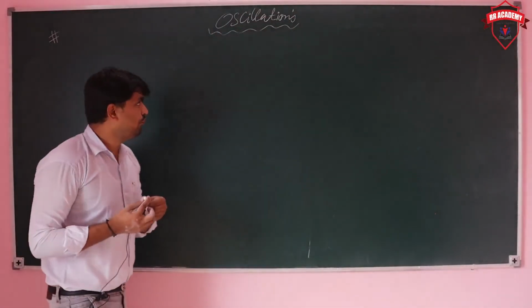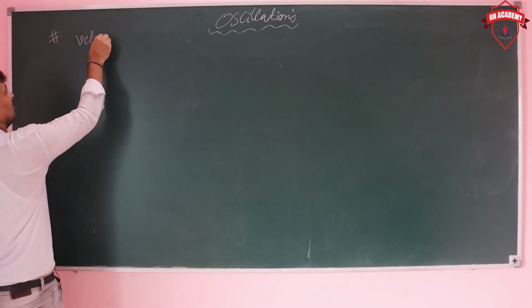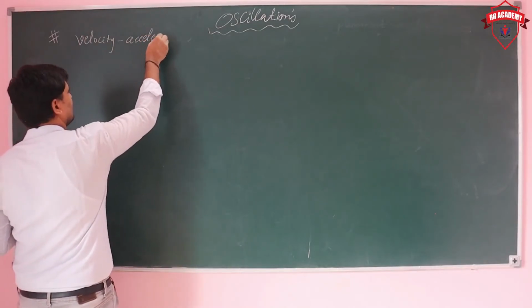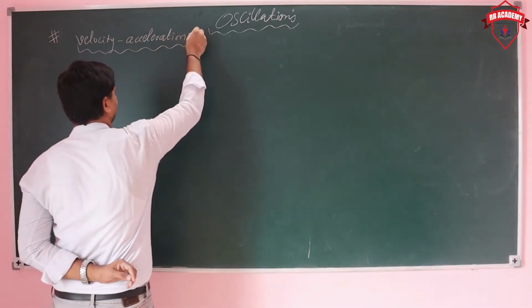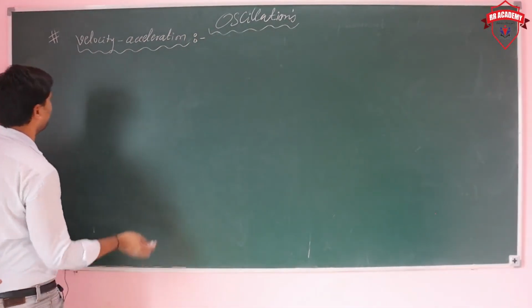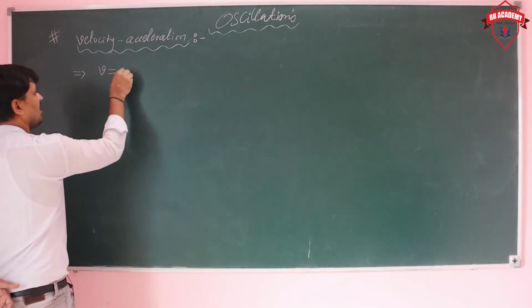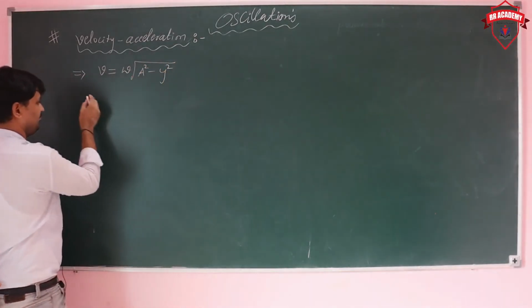Next we have the velocity and acceleration graph. Velocity and acceleration. First of all, you can take the relation: v is equal to omega into under root a square minus y square.